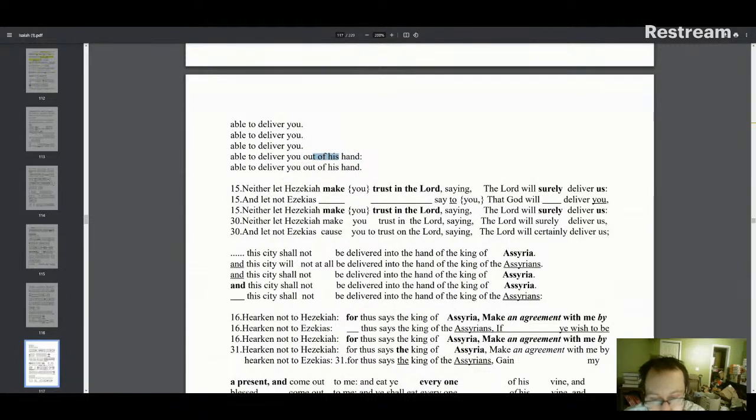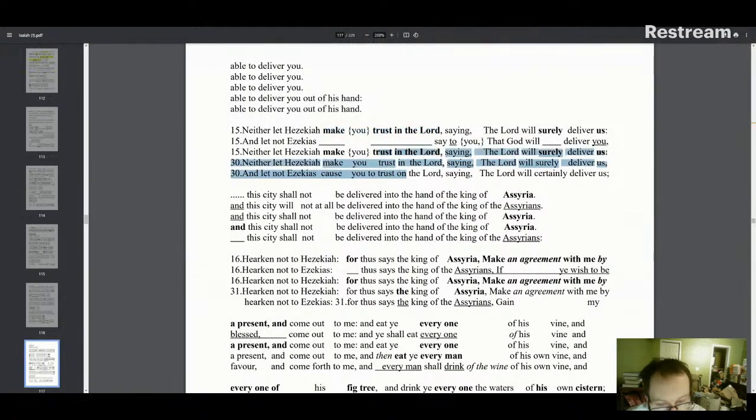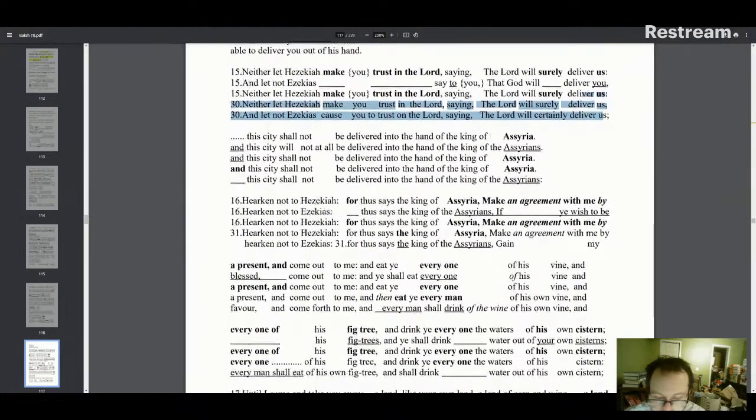Let's see here. Septuagint, the only one that doesn't say of Isaiah, make you trust in the Lord. All the other ones say that, so this is probably authentic. And then us, all the other versions say us. Septuagint, Isaiah is the only one that says you. So again, we'll probably go with us with all the other versions.